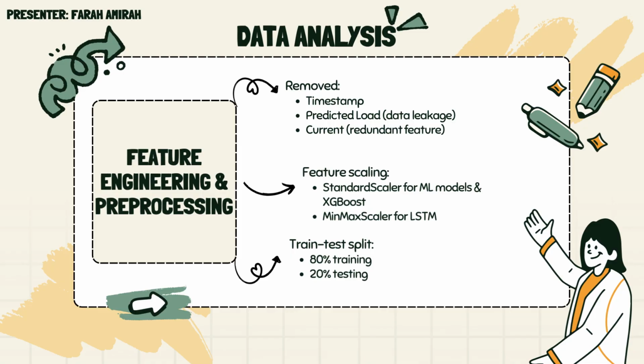Feature scaling was applied to improve model performance and training stability. Standard scaler was used for traditional machine learning models and XGBoost, while min-max scaler was applied for LSTM models. And finally, the dataset was split into 80% training data and 20% testing data to ensure fair and consistent model evaluation.